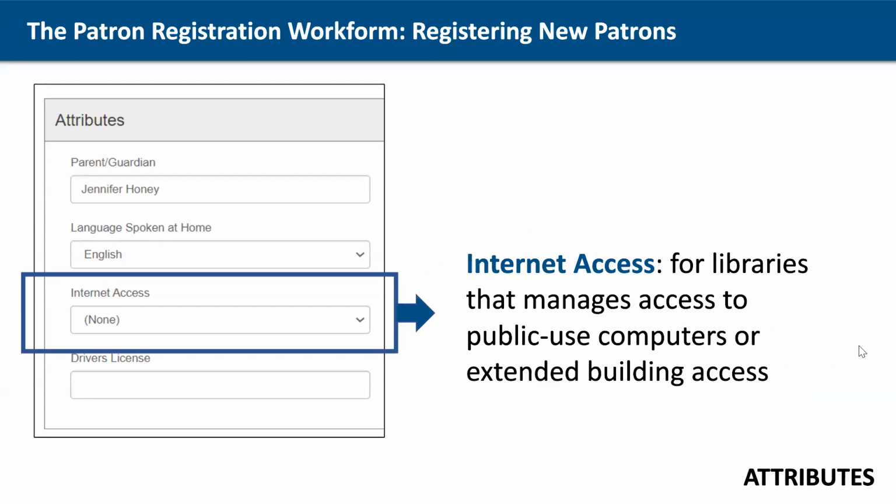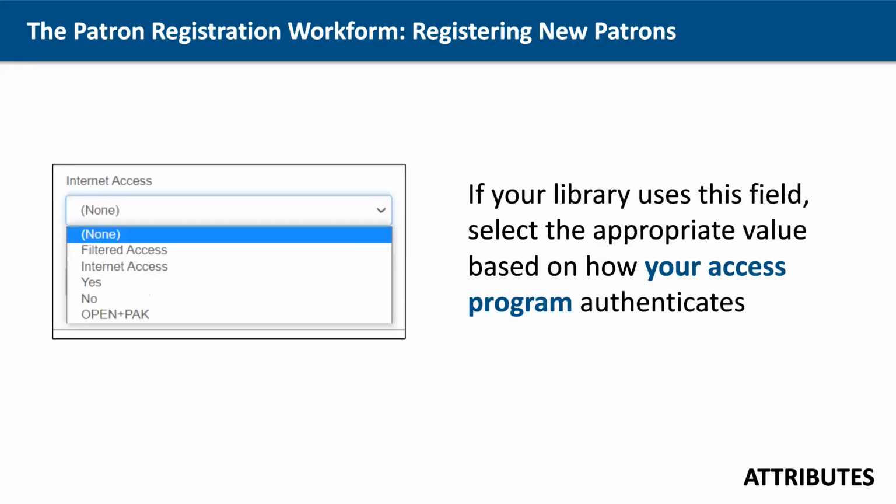Moving down, the internet access field is another optional field that may or may not be used by your library. If your library requires patrons to log in with their library card to your public use computers, or if you restrict internet access, like based on age, you will likely use this field. Now, if your library uses this field, you will pick the appropriate entry based on how your access program authenticates patrons.